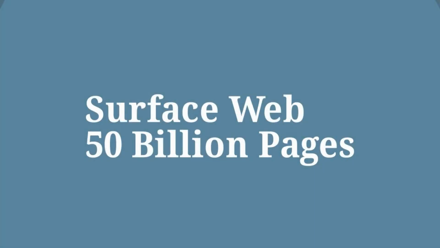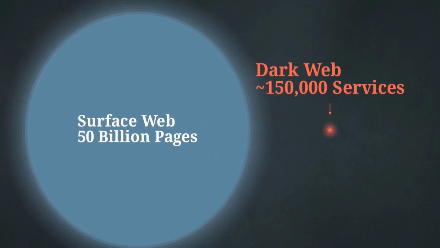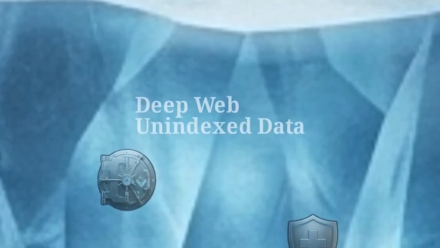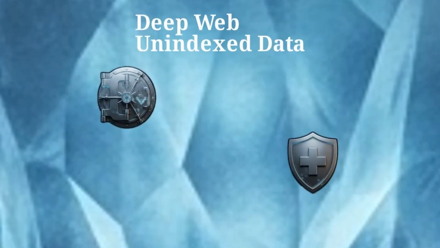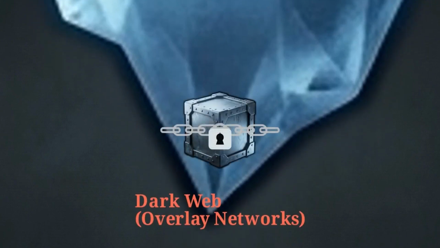The massive sphere represents the roughly 50 billion indexed pages of the public surface web. Right next to it, that microscopic dot represents the roughly 150,000 active dark web services operating on a typical day. The confusion comes from mixing up definitions. As the diagram shifts, we see the deep web, which includes standard unindexed pages like private bank portals or medical records, as a massive iceberg beneath the surface. The dark web is just that tiny locked box buried at the very bottom, requiring specific overlay software to access.